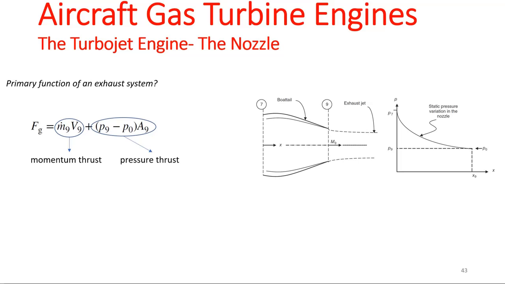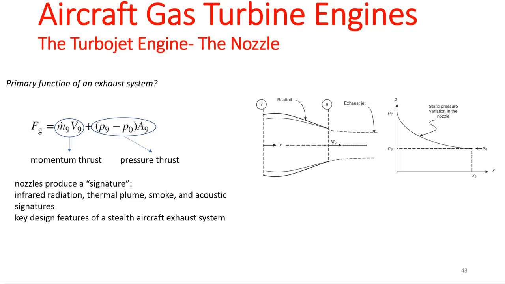You always have to keep in mind that nozzles usually produce a signature, right? Some sort of infrared radiation, a thermal plume, smoke, or some sort of acoustic signature. These signatures are different for different nozzles, so you can actually characterize nozzles based on the signature they provide at the exit. But we're not going to go over the signatures and their importance. That's out of the scope of this course.